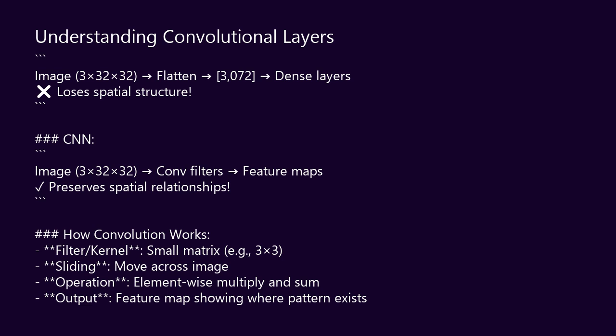Think of it like this. Imagine you're checking if a photo is blurry. You don't need to see the whole photo at once. You can slide a magnifying glass across it, checking small regions. That's what convolution does.